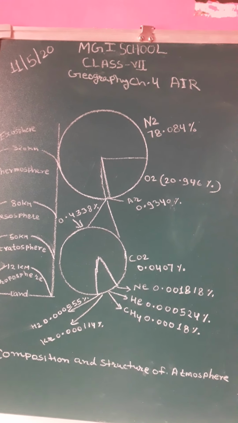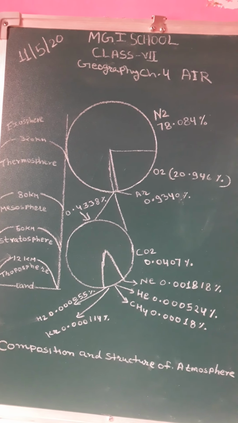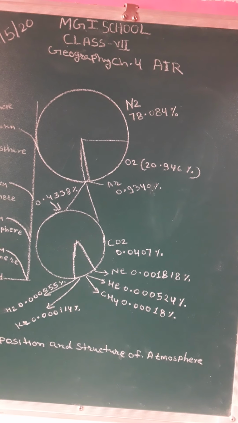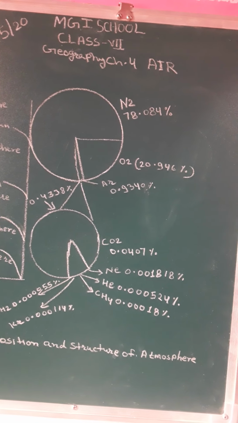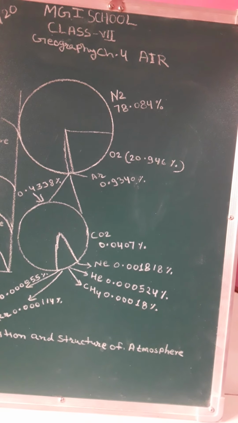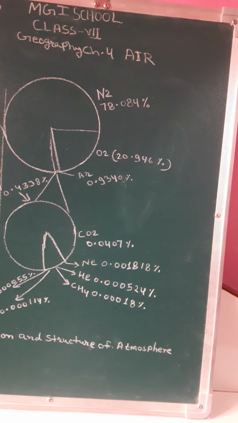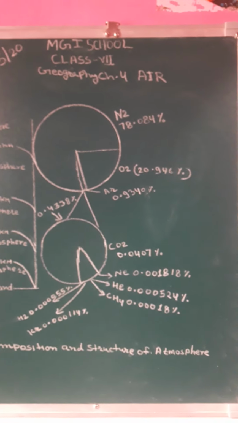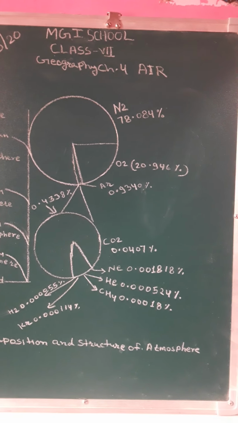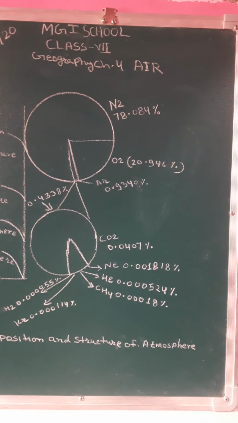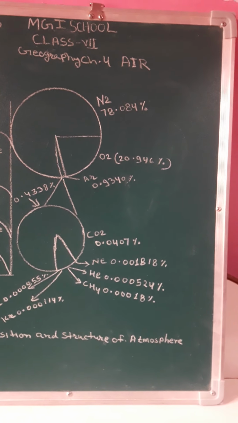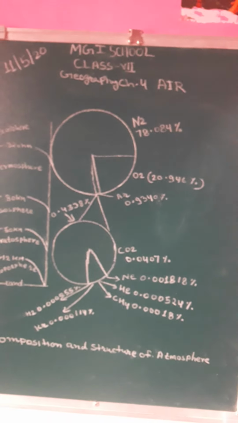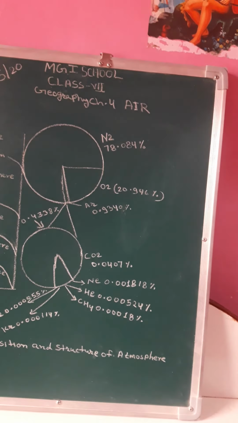Now I am telling about the composition of the atmosphere. In the atmosphere, nitrogen and oxygen are found in bulk quantities. Carbon dioxide, helium, ozone, argon and hydrogen are found in lesser quantity. Look at the front side. Apart from these gases, teeny dust particles are also present in the air. Nitrogen is the most plentiful gas in the air, about 78.78%.